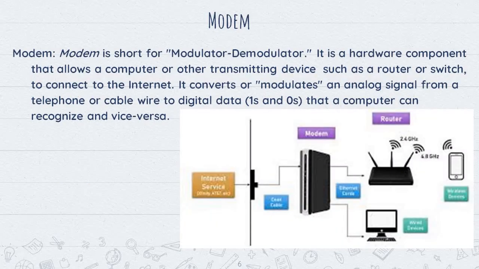Now when we know all the types of connections, we need to know the hardware device that is required to connect to the internet. This is known as modem. Full form is modulator, demodulator. It converts the signal digital to analog and vice versa, analog to digital. When signals are coming, it converts the signal into digital, and when the signal is going out from the computer, it converts the digital signal to analog signal.